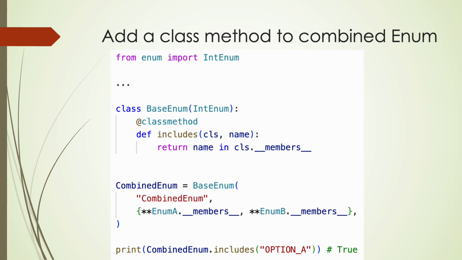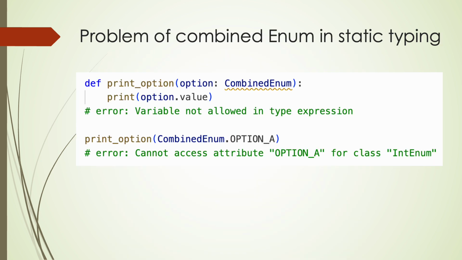To add a class method to a combined enum, we can first create the custom base enum that defines the class method, and then create the combined enum with this base enum. This is rarely used. I just want to introduce it as we happen to have it in our project. The class method added in this way for the combined enum can be detected by IDE and type checkers like MyPy and Pyright. However, the critical issue with the combined enum solution presented above is just with static type checkers.